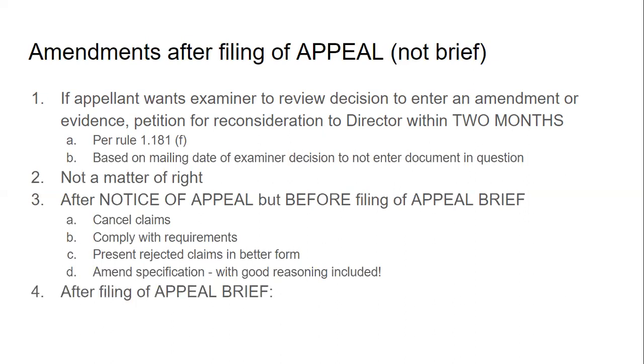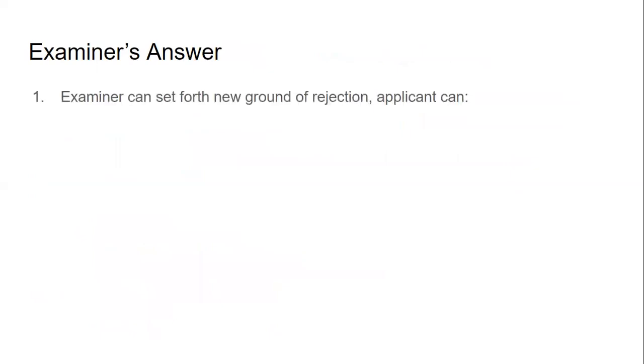Now, after the filing of an appeal brief, the only amendments which can be entered are those which cancel the claims and those which rewrite the dependent into independent form. And I think it's very helpful to memorize both of these. So next, what would happen is the examiner's answer. So the examiner, in their answer, so they're answering the appeal brief before this goes to the appeal board, they can set forth a new ground of rejection.